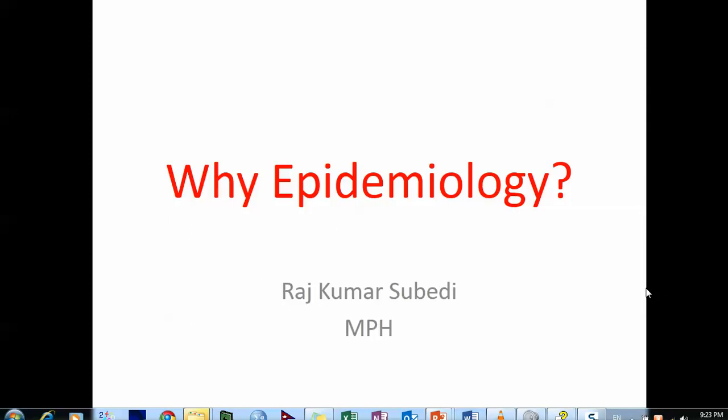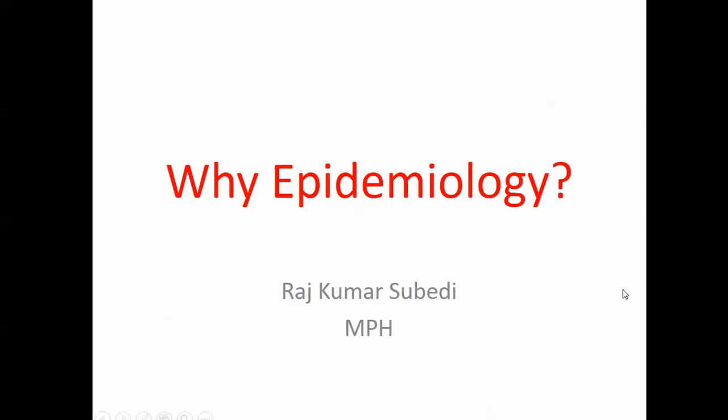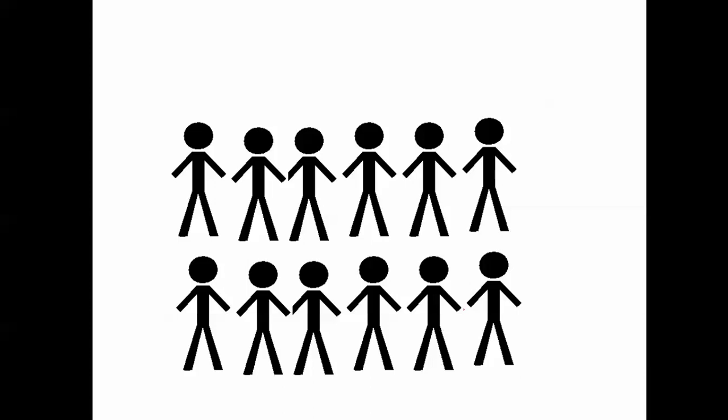I'm going to talk about why epidemiology is necessary. When we see our community and we see the number of people over there, we assume that the distribution of the people is homogeneous, but it's not as we think. The status of the people is heterogeneous in terms of the disease status.